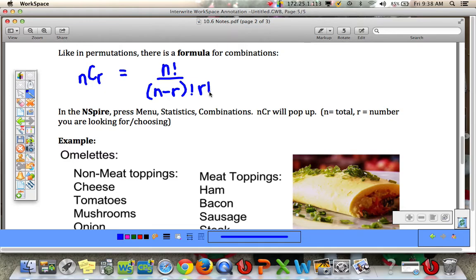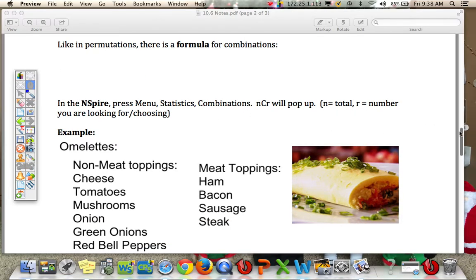So in our calculator, this is the actual calculation it's doing. But if we have our calculator, this is what button we'll be using here. On the Inspire, you press menu, probability, combinations, and nCr will pop up. Remember, n is the total, r is the number of things you're looking for. So let's do an example of this.